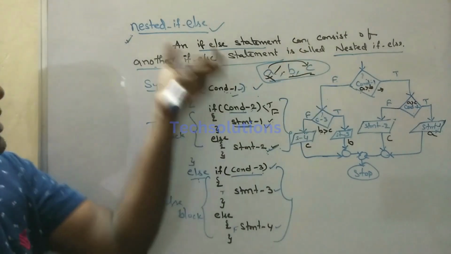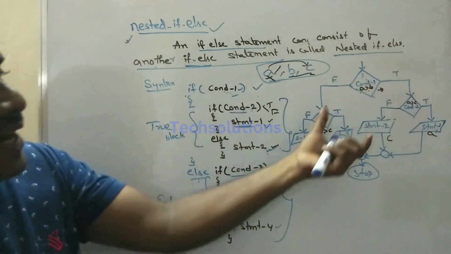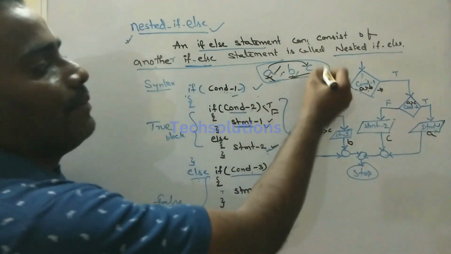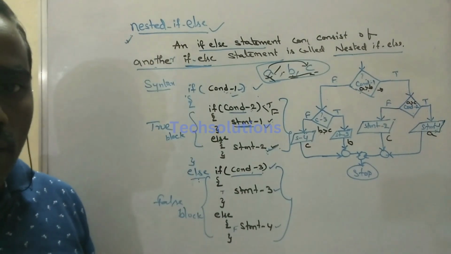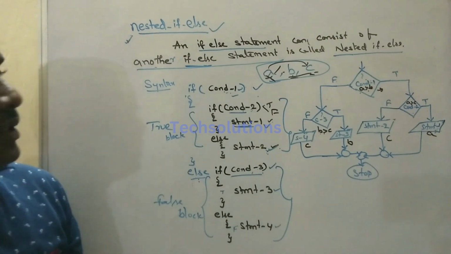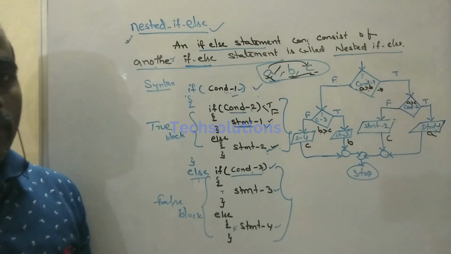That means by using the nested if else, we can easily identify the biggest of 3 numbers. That is the best example for nested if else. I hope you are clear about the nested if else.